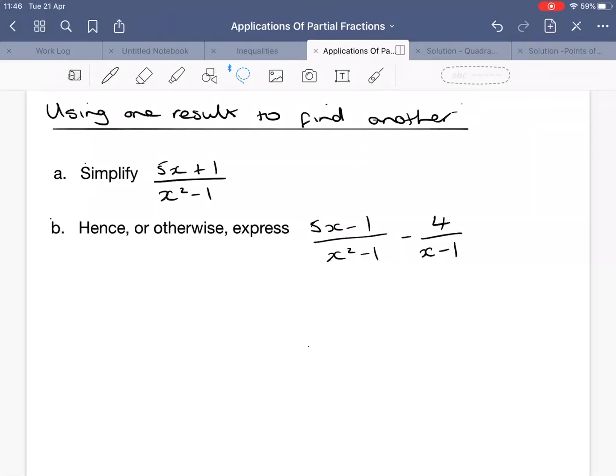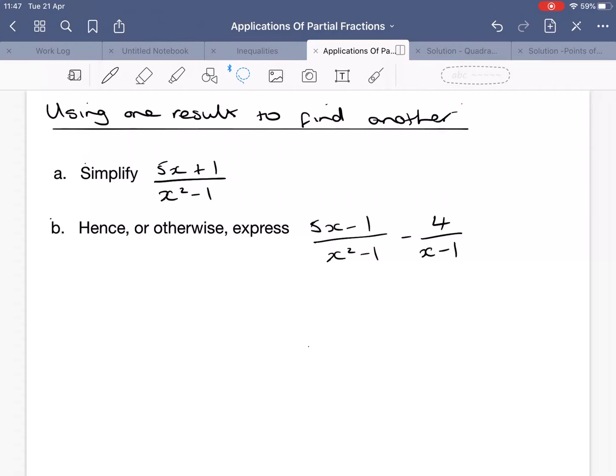Okay, so this is the fourth and final lesson on partial fractions, and basically we're going on to those part Bs. So part A is always do the partial fraction, and then part B is using that bit of information that you've done in part A to solve this problem. And today we're going to look at two things that we can do in part B. There are another two things that we can do in part B, which is integrate and differentiate, but we won't do those until we've done the integration and differentiation chapters.